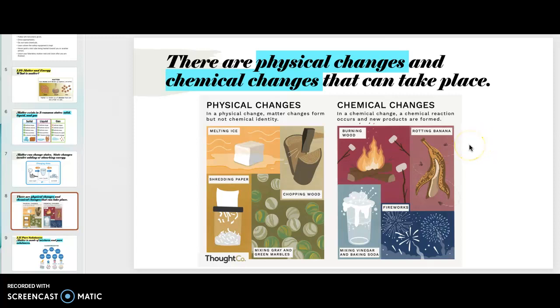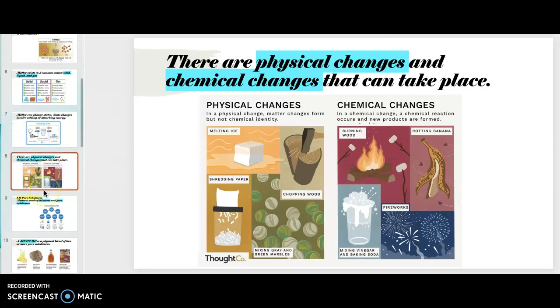Chemical changes are a little different. These are where new products are formed. Burning wood, mixing vinegar and baking soda as a chemical reaction, fireworks, and there are many more. Rusting. We looked at a few chemical changes in the lab that we did for 1.13.